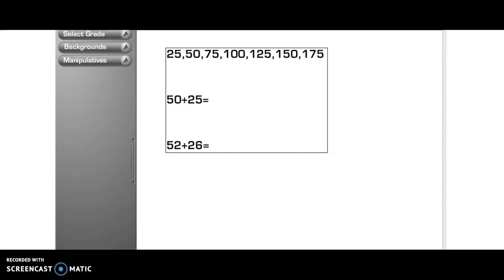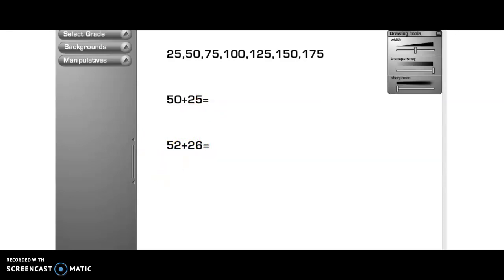Next, let's try to solve this problem. If I have 50 plus 25, I could look at the pattern above, and I know that 50 plus 25 equals 75 because in this pattern, all of them were increasing by 25. I also could solve this problem by knowing about quarters and using quarters to solve 50 plus 25, or 50 cents plus 25 cents. So that would equal 75.